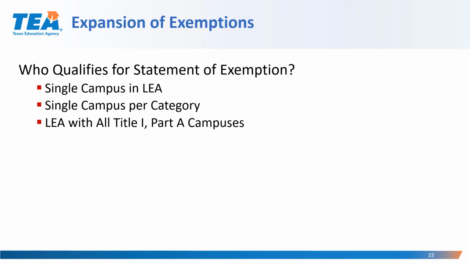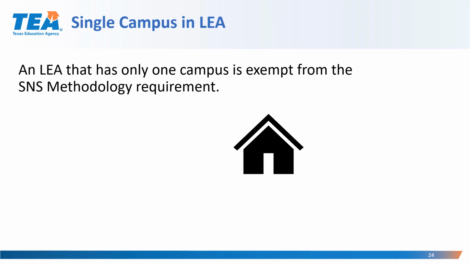Guidance from the U.S. Department of Education has established several categories of exemption from the SNS methodology. LEAs with a single campus, LEAs with a single campus per category, and LEAs with all Title I Part A campuses. We'll go over each one of these separately. An LEA that has only one campus is exempt from the SNS methodology requirement.